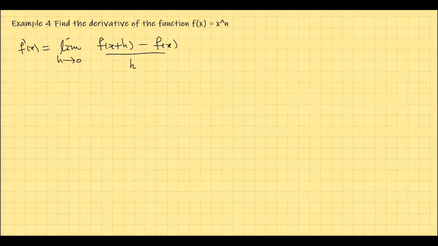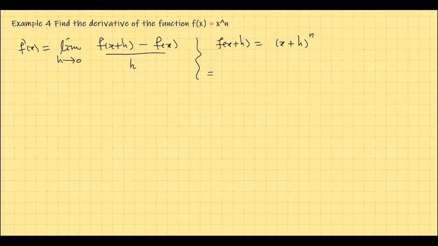Now, in this case, we're going to have to figure out what the expression f of x plus h would actually look like. That would, of course, given the description of the function, be x plus h to the n. That, as it stands, is going to be quite awkward to deal with. So we're going to have to expand this using the binomial theorem. So let's do that quickly on the side here.